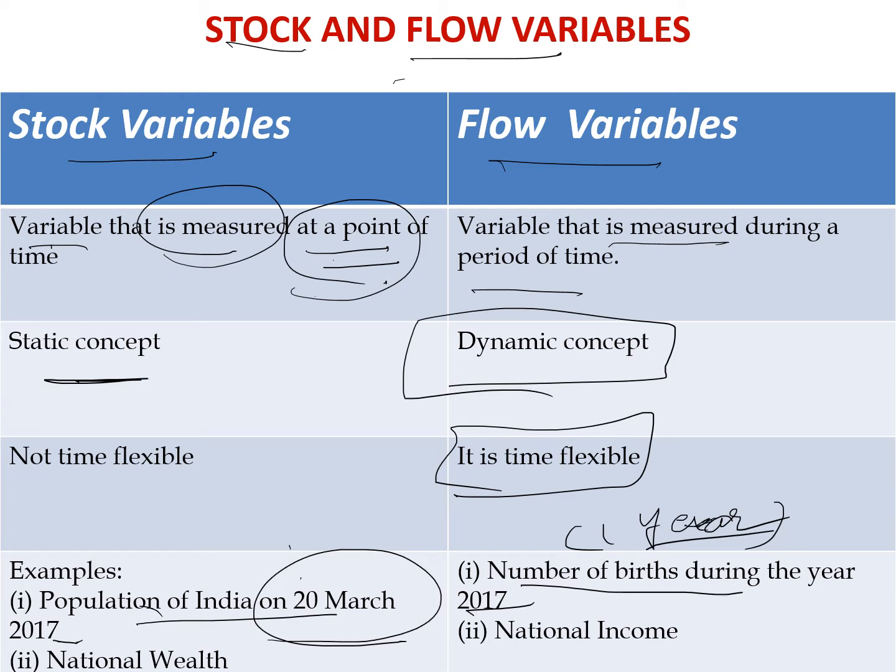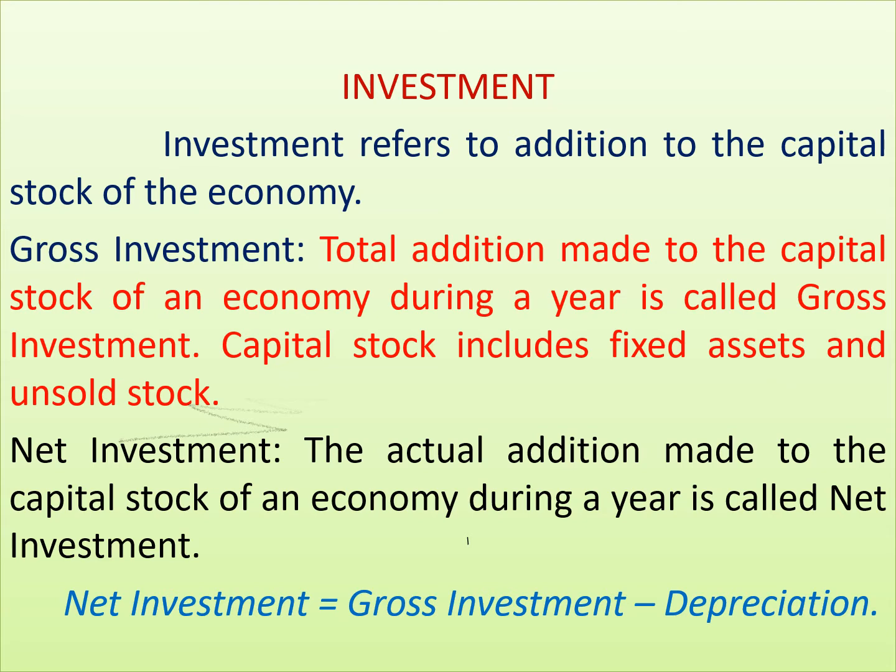Okay. Next one is investment. Let's come to investment. What is investment here? Investment is an addition to the capital stock of a company. Additionally, we are giving some money as capital of a company, that is called investment. In investment, we have two types, gross investment and net investment. Gross investment is the total addition made to the capital stock of a company. Totally how much we are investing is called gross investment.